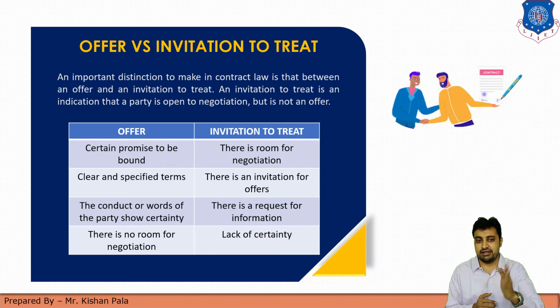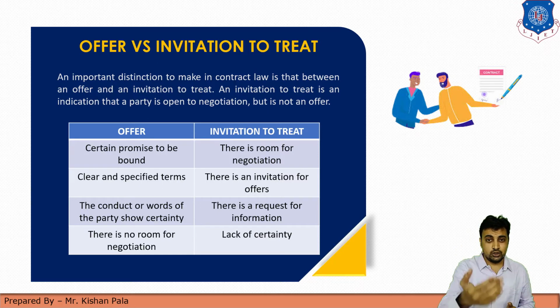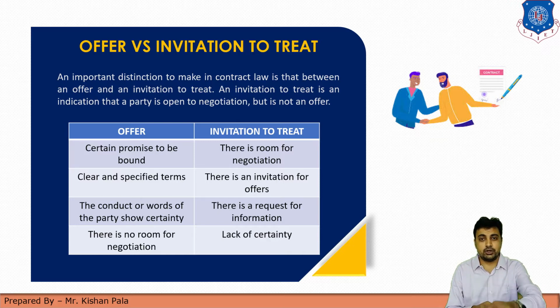the conduct of the parties shows the certainty, and there is no room for negotiation. You are offering 10 lakh rupees for the project work, and as a contractor I cannot negotiate with you to do that work for a lower amount for the particular type of structure. But there may be a bid among all the contractors to do that work, but one particular contractor cannot negotiate with the client.